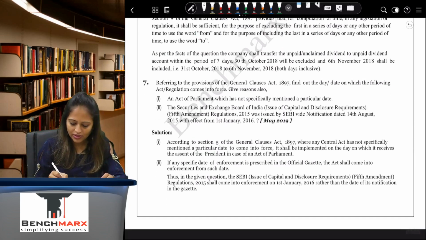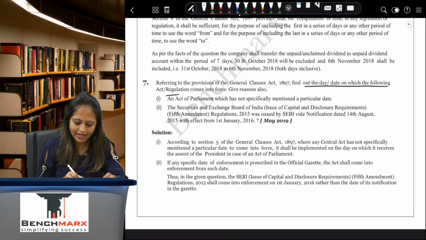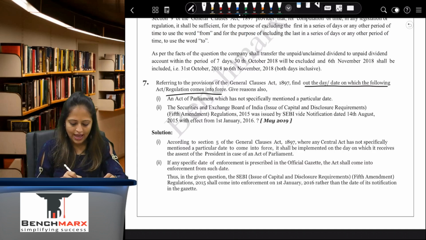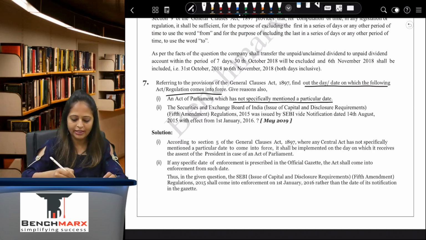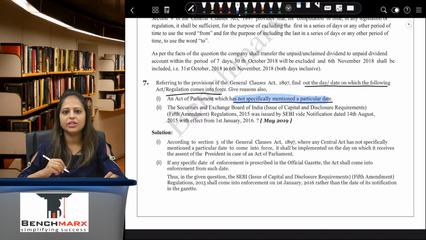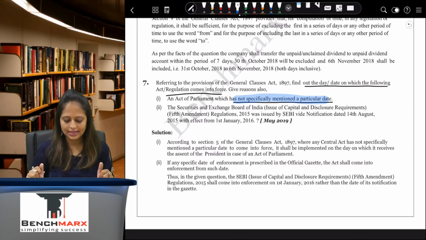Referring to the General Clauses Act, find out the day or date on which the following act comes into force. An Act of Parliament which has not specifically mentioned a particular date. If it has not specifically mentioned a particular date, then it will come into force on the date on which it is published in the official gazette.